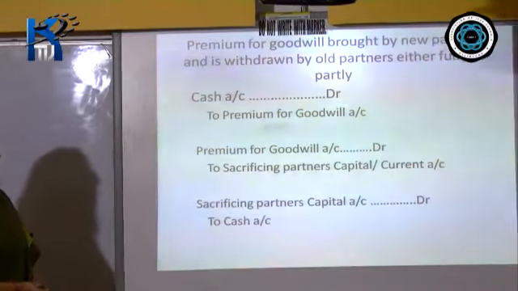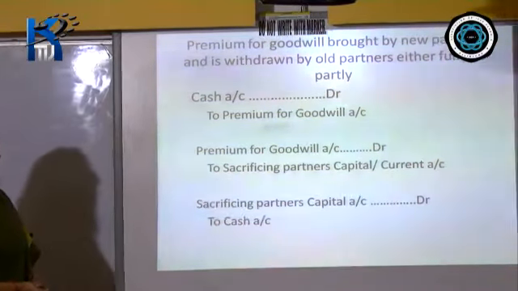So when they withdraw the money from the business, cash moves out of the business, hence it is credited. So the sacrificing partners' capital account is debited to the cash account because they are withdrawing the amount from the business. There the cash goes out of the business, hence cash is credited. So these are the three entries in such a situation.